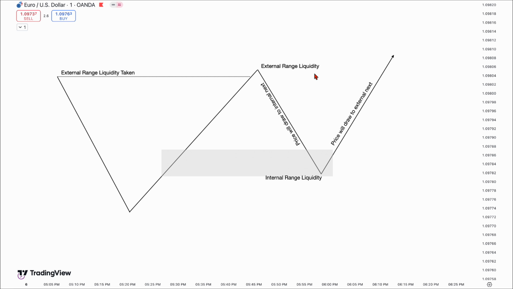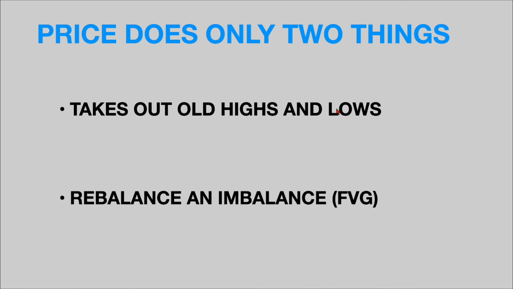As explained earlier, price only does two things. It draws to old highs and old lows, and it rebalances an imbalance. There's literally nothing else price does. With that in mind, it becomes very clear, after you see old highs or old lows getting raided, what are we going to look for next, right? We're going to look for an imbalance where we can trade into.